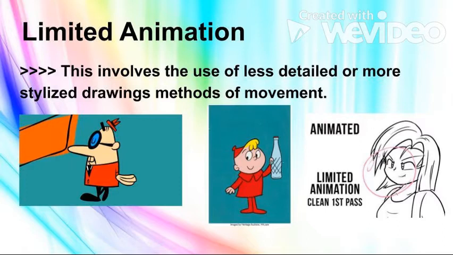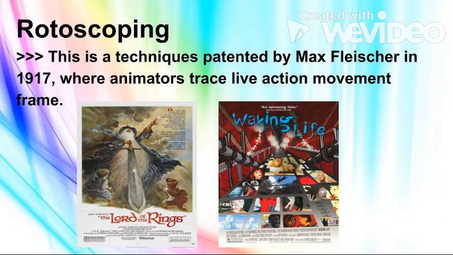Can you see the first picture? The internet web cartoons make use of this. These are examples. Next, we have rotoscoping. Are you familiar with this? This is a technique patented by Max Fleischer in 1917, where animators trace live action movement. As you can see in the example, there is live action movement frame by frame. The source film can be directly copied from actors' outlines into animated drawings. Examples are The Lord of the Rings, US 1978, and Waking Life, US 2001.